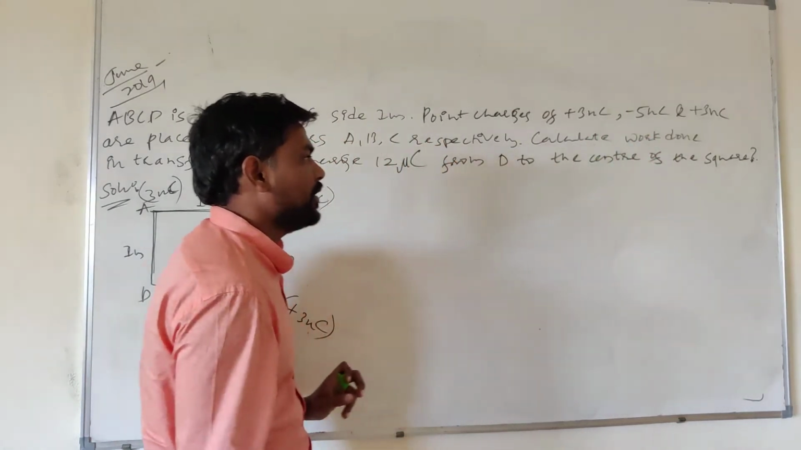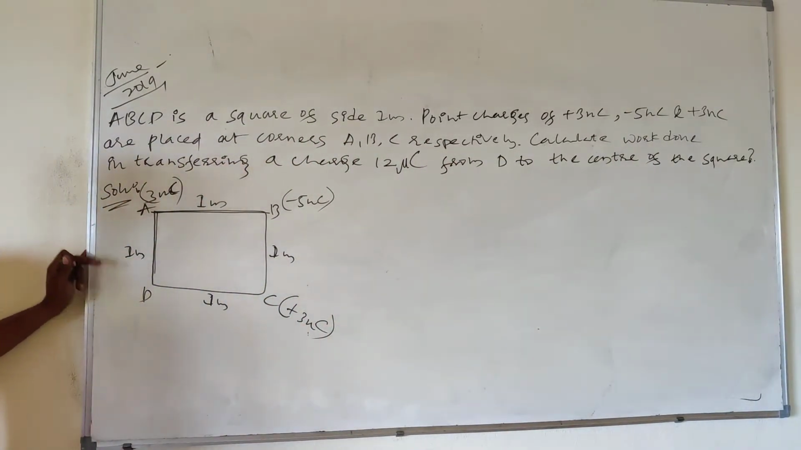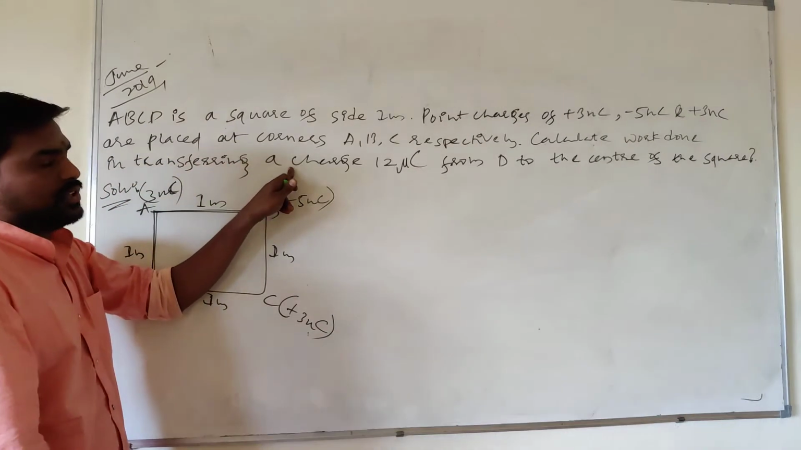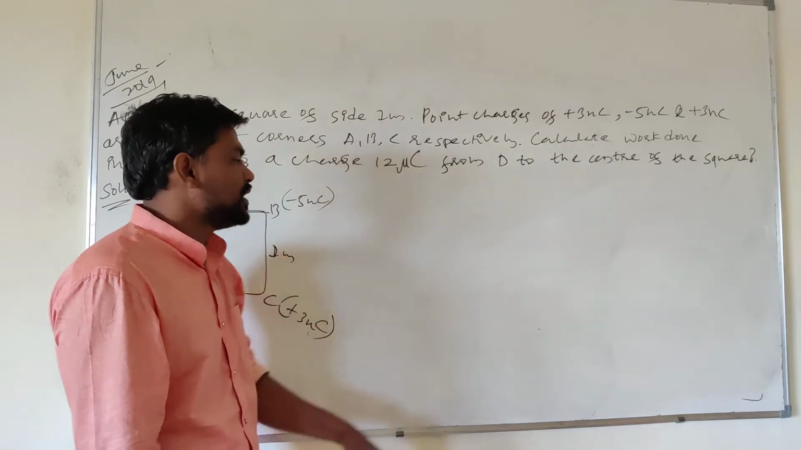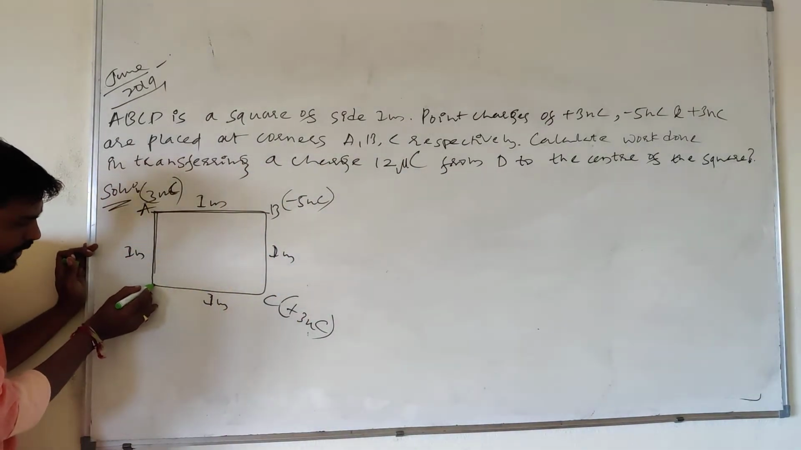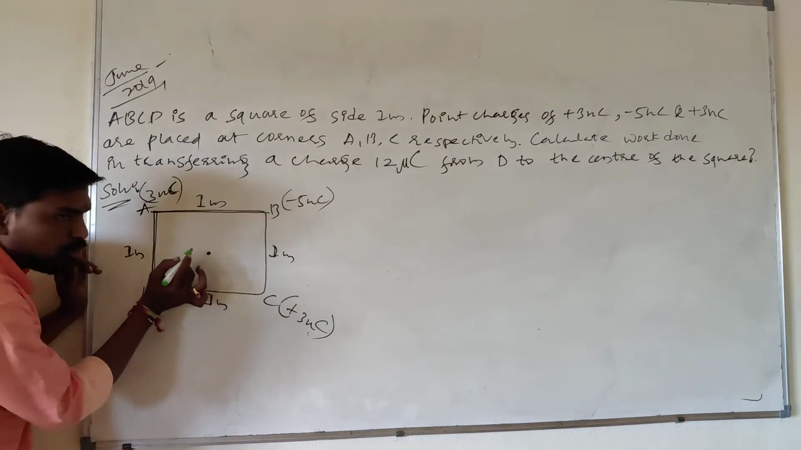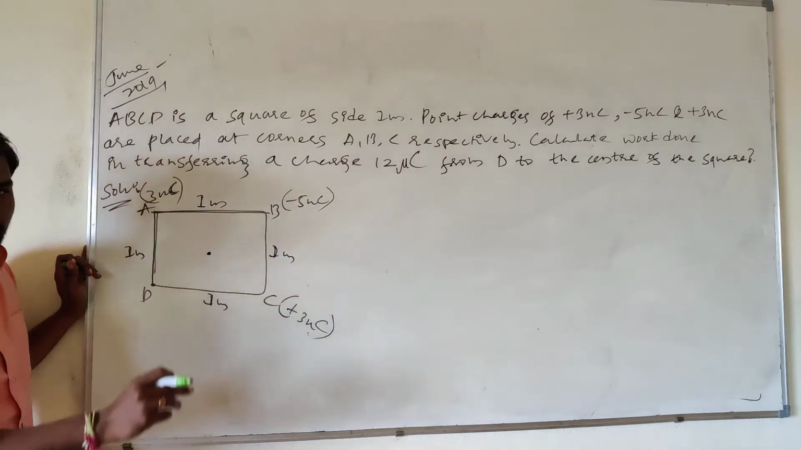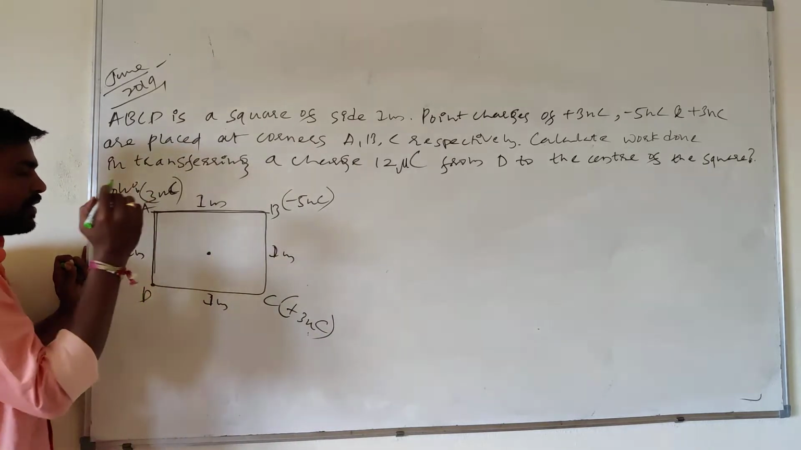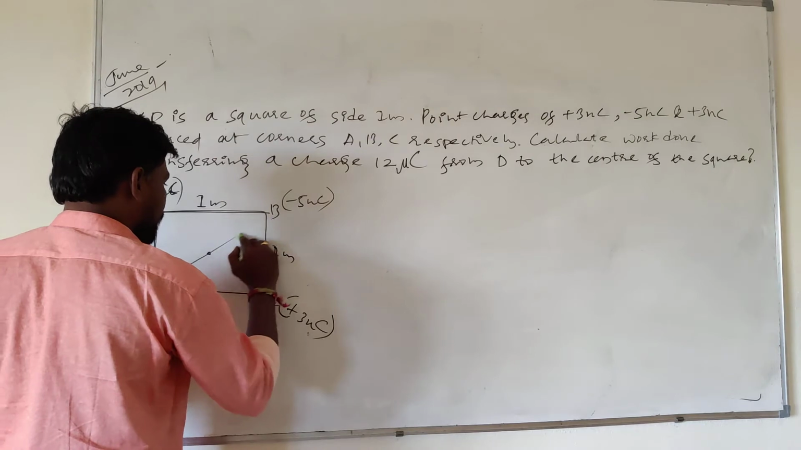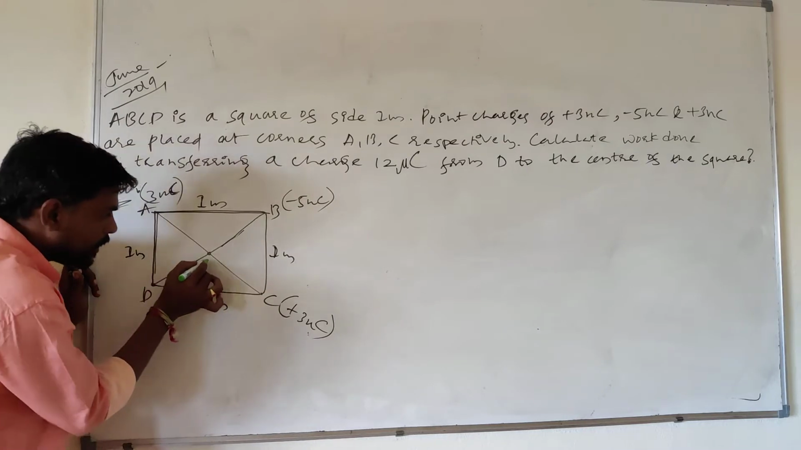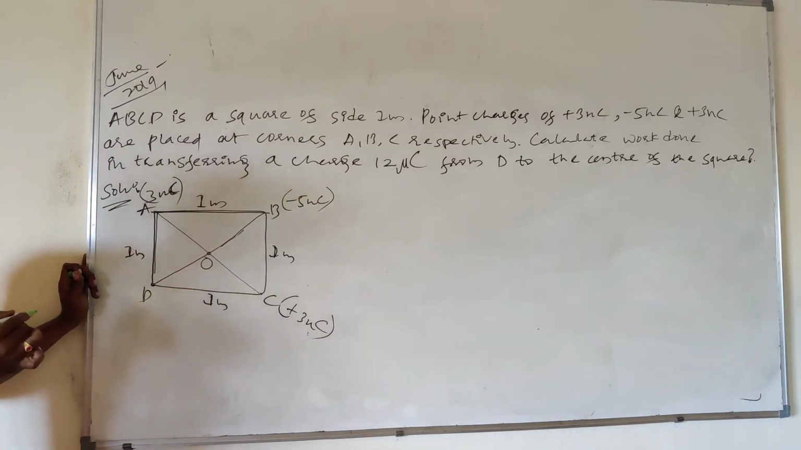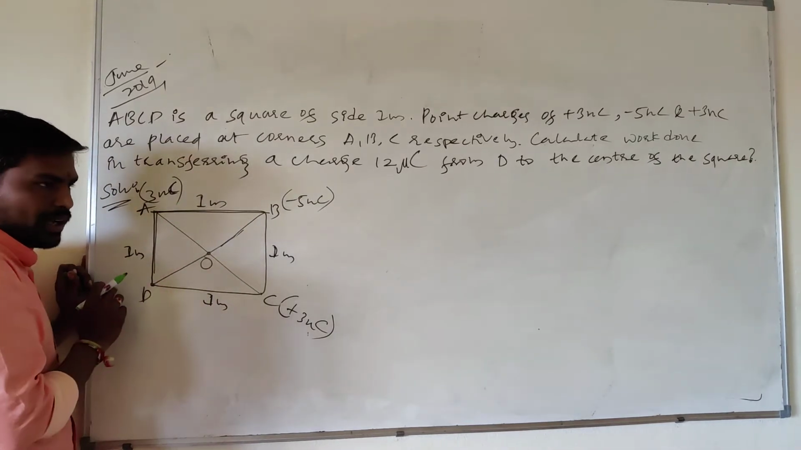What do we have to find out? Calculate the work done in transferring a charge of 12 microcoulomb from D to the center, point E. The center point is what we consider. Here I am going to draw the two diagonals. This is the center of the square now, and each side is 1 meter.